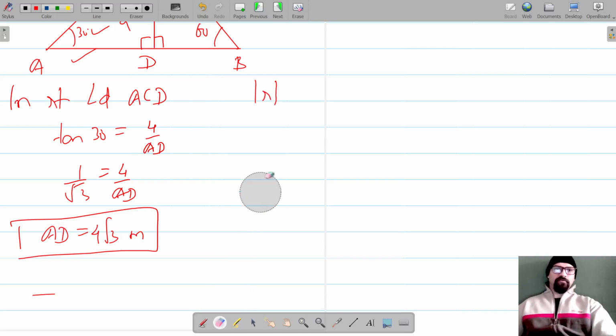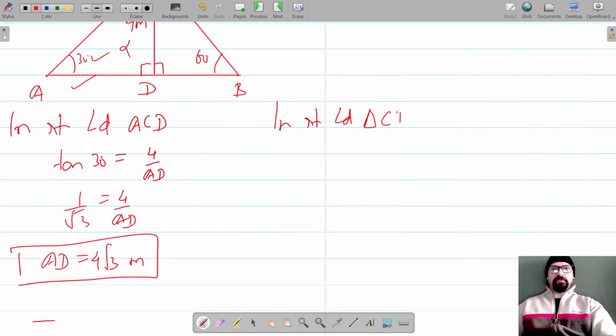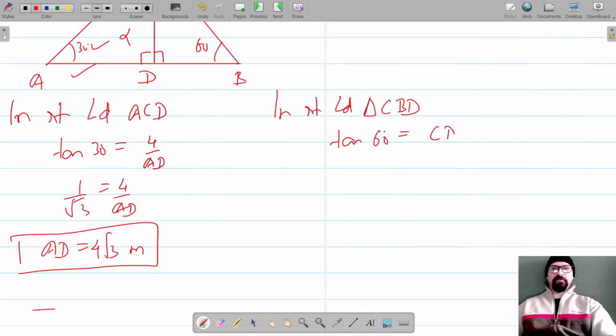And now let's use the second right angle triangle, that is, right angled triangle CBD. So this is CBD. Tan 60 is equal to CD by DB. So this is CD by DB, and tan 60, we know that it's root 3.